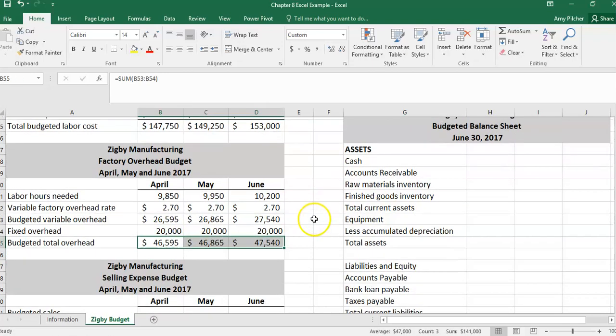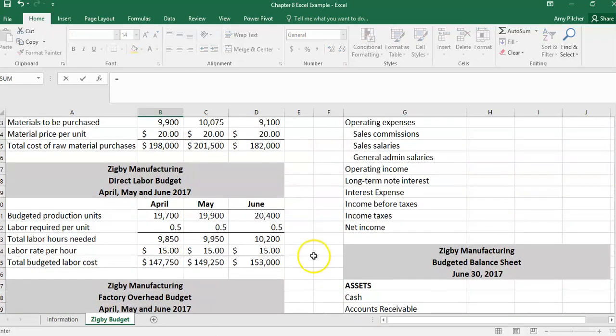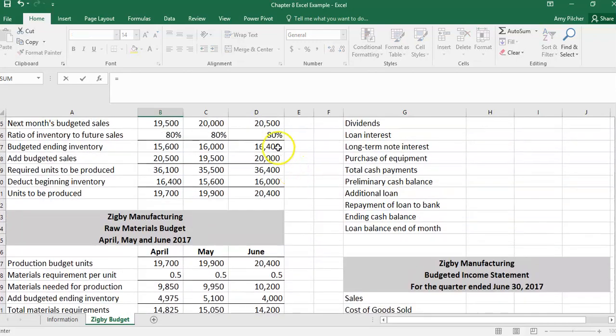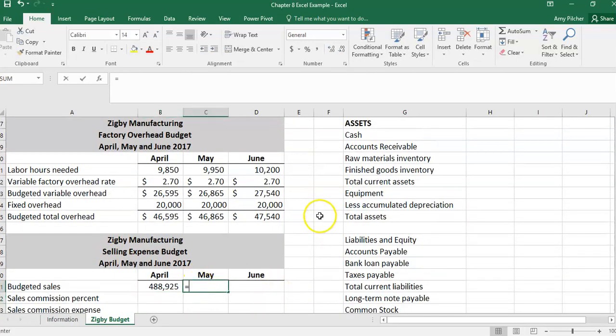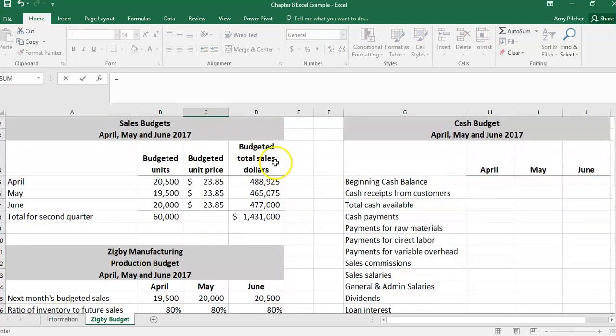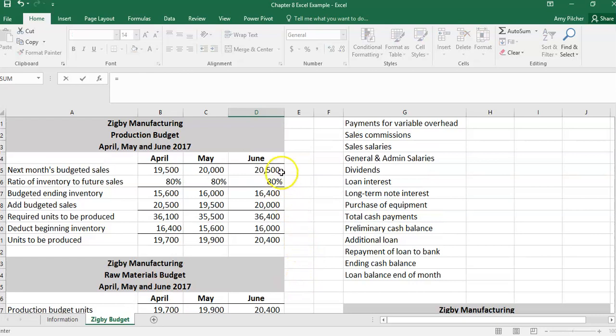We have two budget schedules left. Our selling and administrative budgets are what are left. For our selling budget, we start with the budgeted sales. So this is sales dollars instead of sales units. We come up to our sales budget and we get the budgeted total sales dollars for each month.